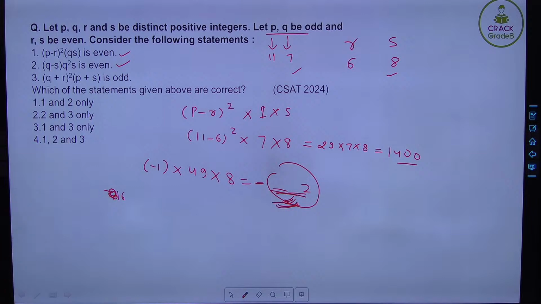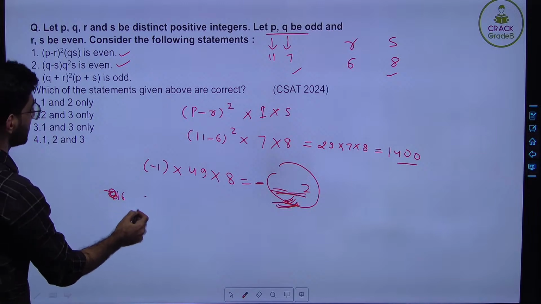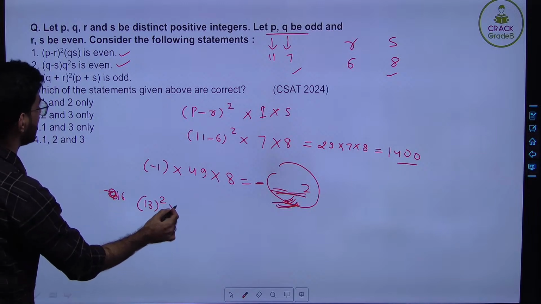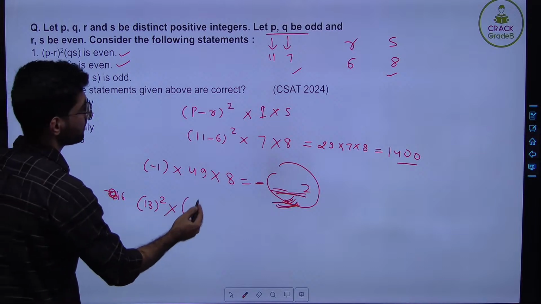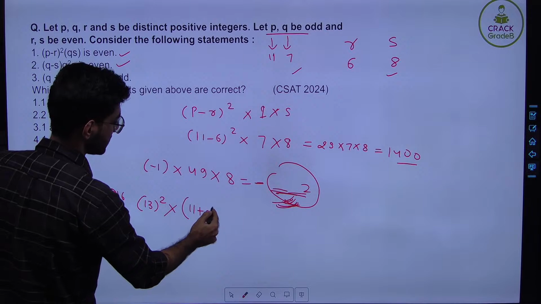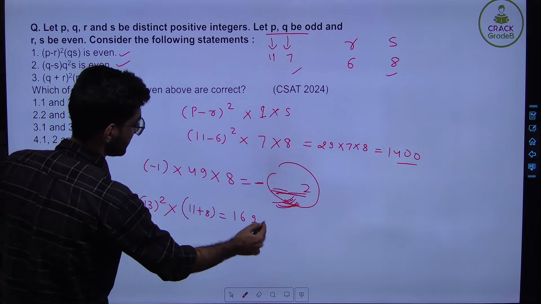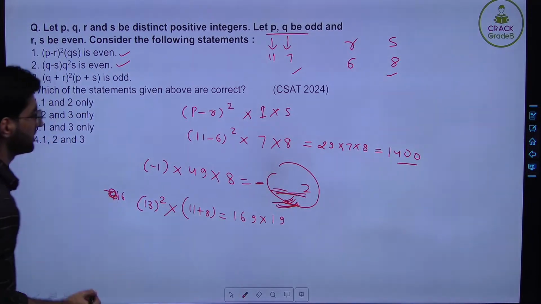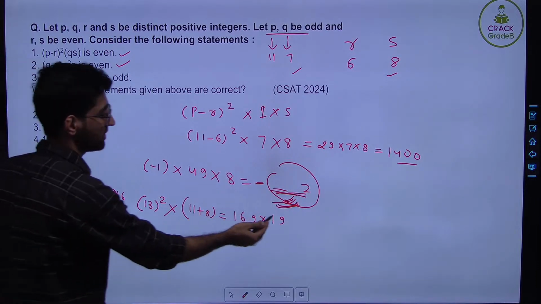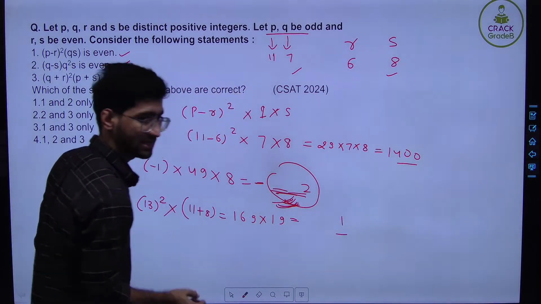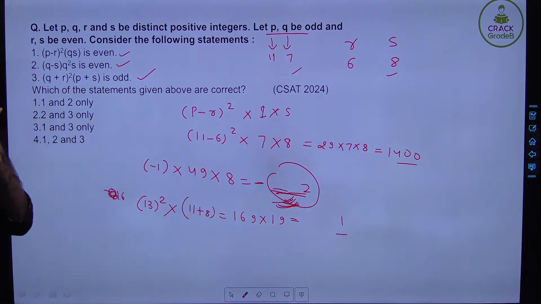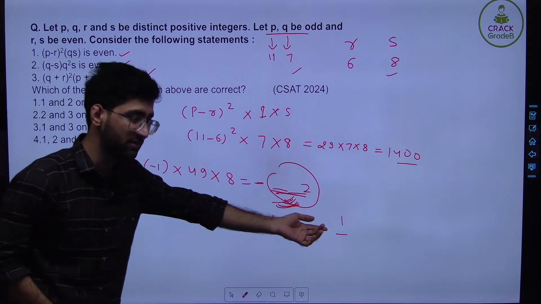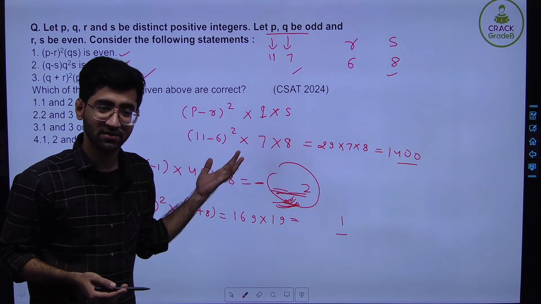Now Q plus R. What is Q plus R? 7 plus 6, so the square of 13, into P plus S, that is 11 plus 8. So 169 into 19. If you multiply 9 into 9, 1 will come at the unit place. If 1 is at the unit place, this number is not even, and so it is obviously odd.